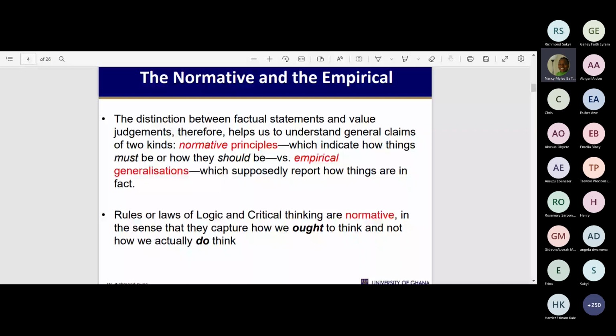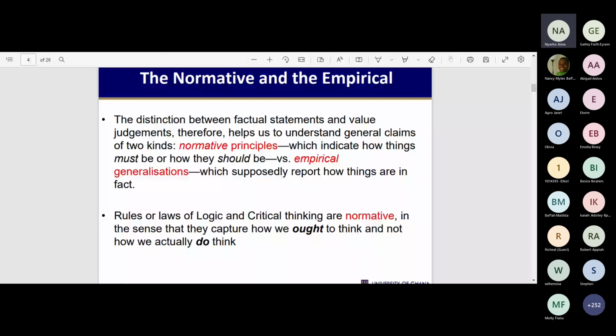The normative and the empirical. Excellent. Read it. The distinction between factual statements and the value judgments therefore helps us to understand general claims of two kinds. Normative principles, which indicate how things must be or how they should be. Very important. So they show how things must be, or better still, how they should be.